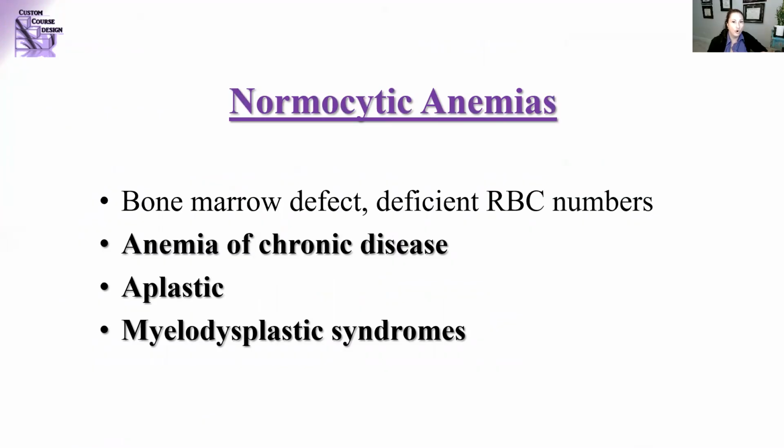Now we're going to do our normocytic anemias. Remember, this is where the bone marrow, or the factory, is not working properly, and so we get a deficiency in our red blood cell numbers. The three types that we'll talk about are anemia of chronic disease, aplastic anemia, and our myelodysplastic syndromes.